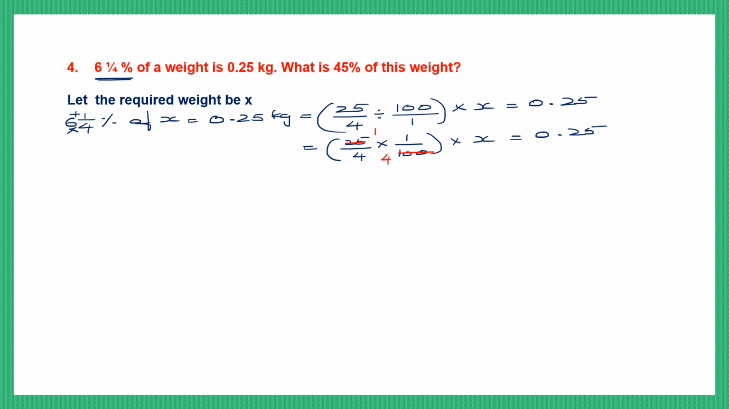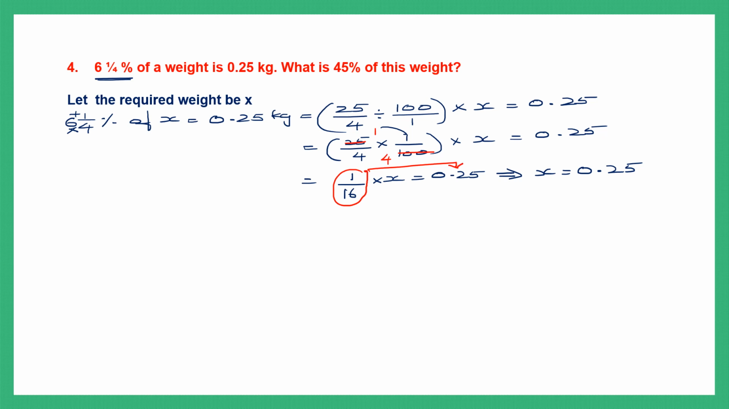So here what do we have? 1. Let's multiply the numerators here. 1 into 1 is 1. So here in the numerator we have 1. In the denominator we have 4 into 4, 16. So 1 by 16 into x is equal to 0.25. Now we can solve for x. We can say x is equal to 0.25. Now I'm going to move this 1 by 16 from the left hand side to the right.